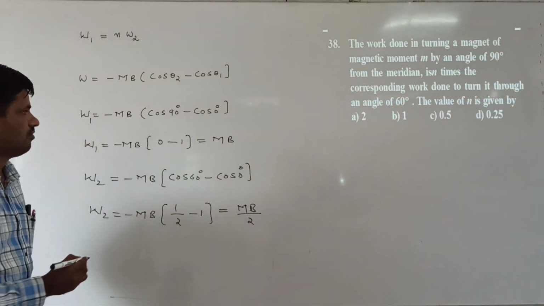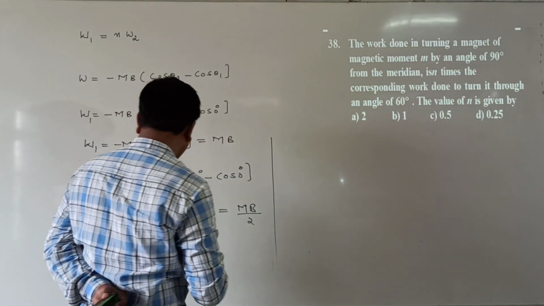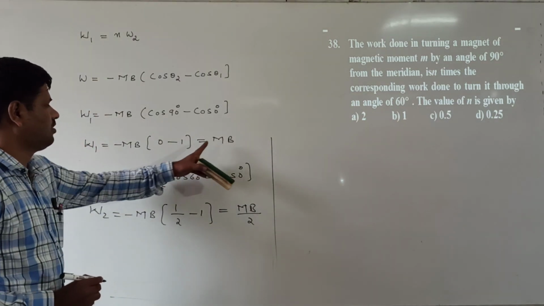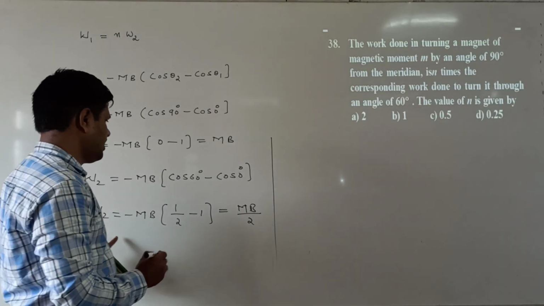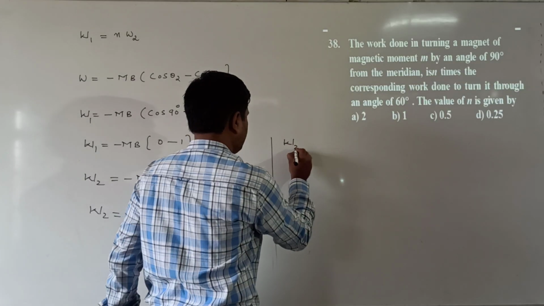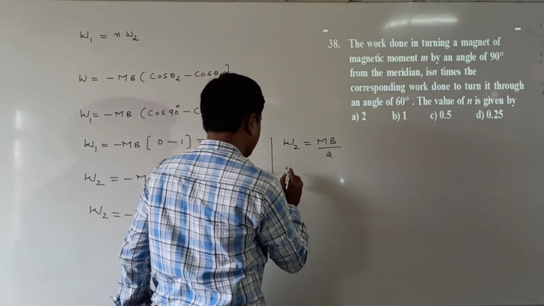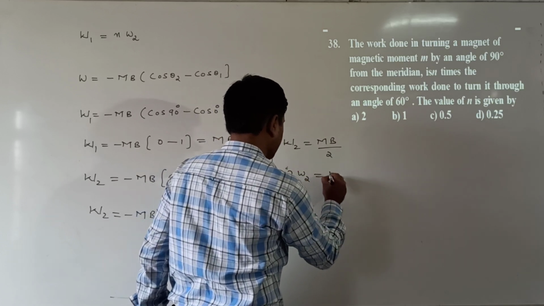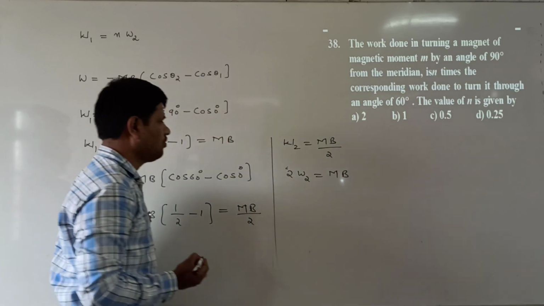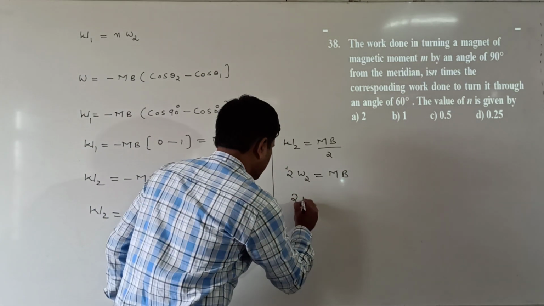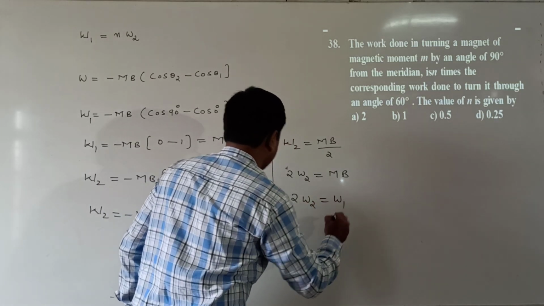This is the W2 value. W2 is equal to mB by 2. W1 is equal to mB. So writing the relation between these two: W2 is equal to mB by 2, so 2W2 is equal to mB. But mB is equal to what? We know that we have W1. So 2W2 is equal to W1.